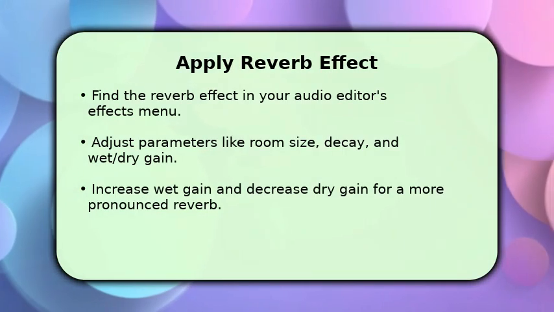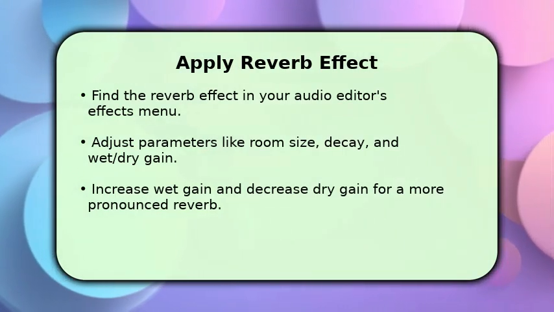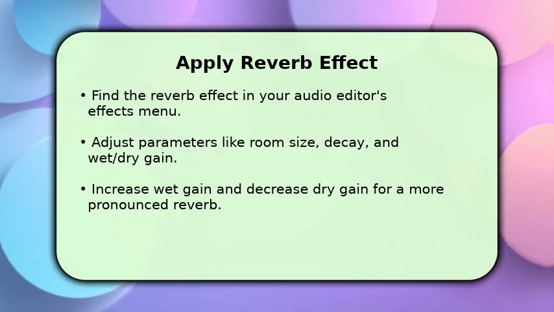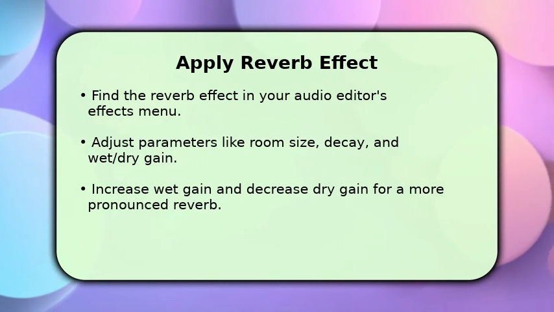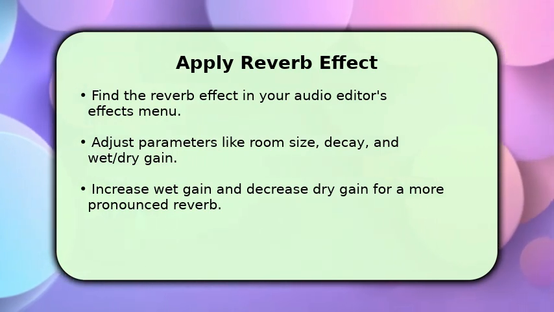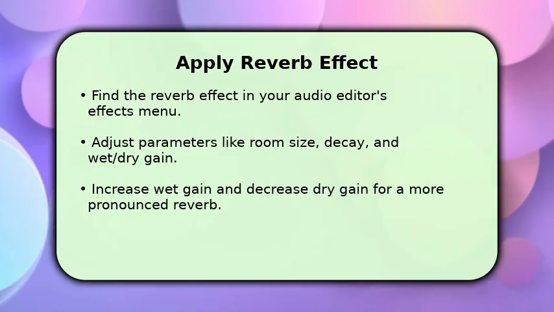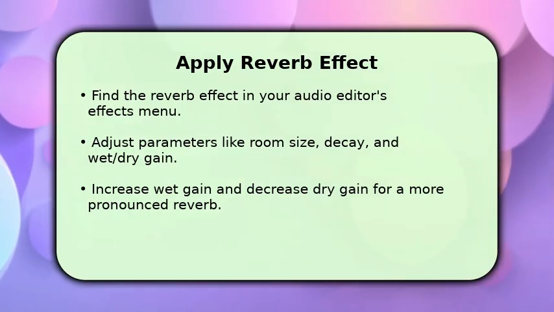Now, let's add the reverb. Navigate to the Effects menu in your software and select the Reverb option. You'll typically find settings like room size, decay, and wet versus dry gain. To get that classic reverb sound, try increasing the wet gain and slightly decreasing the dry gain.